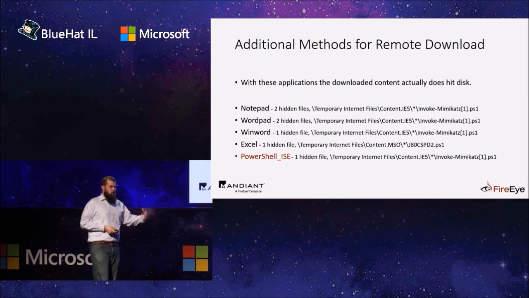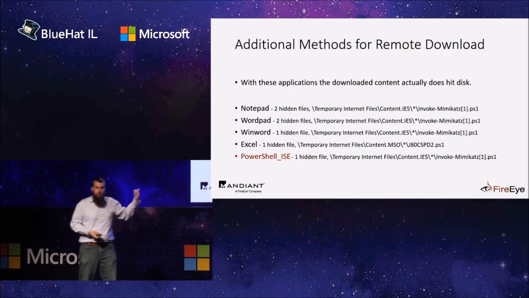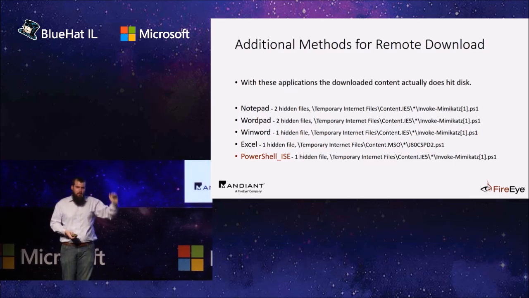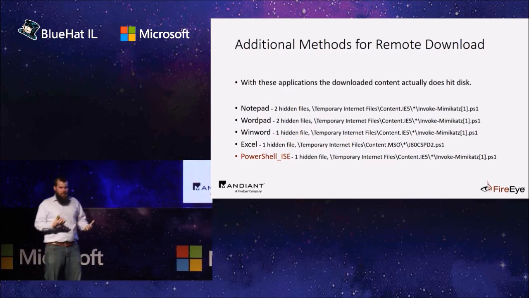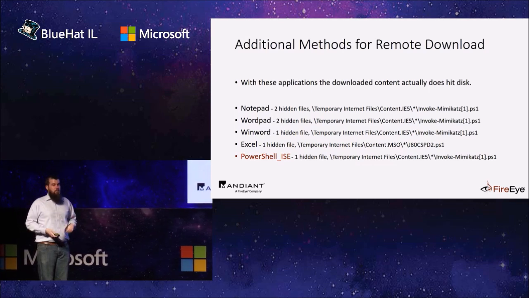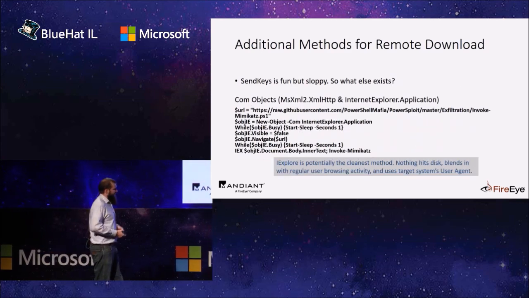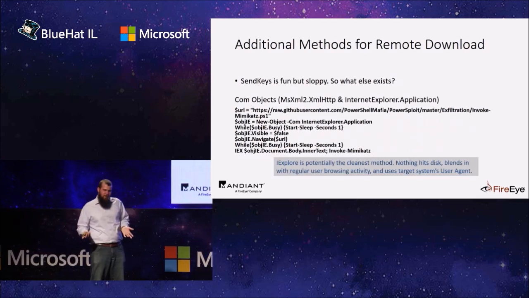Excel actually changes it to a random name. But there's other indicators like recently opened files in Word or Excel. If you do this method, you'll actually start to see those links pop up to the user. So not the cleanest method, but there's a lot of other forensic artifacts you can look for as a defender that may help you out if you suspect this is being used. So again, send keys, kind of funny, a little sloppy.